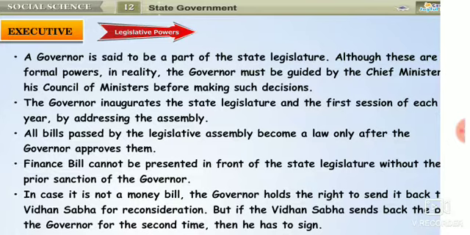A finance bill cannot be presented in front of the state legislature without the prior sanction of the governor. In case it is not a money bill, the governor holds the right to send it back to the Vidhan Sabha for reconsideration. But if the Vidhan Sabha sends back the bill to the governor for the second time, then he has to sign. Judicial powers.